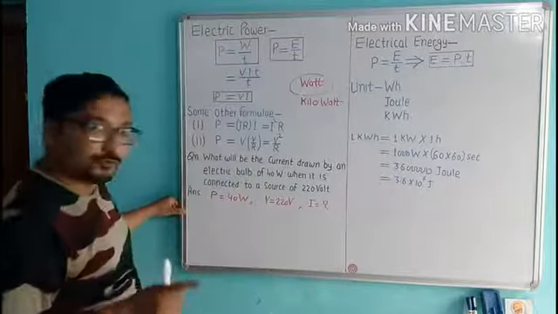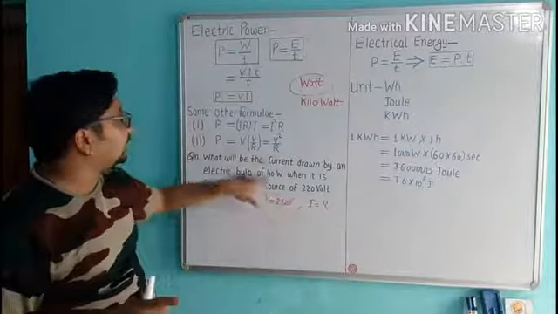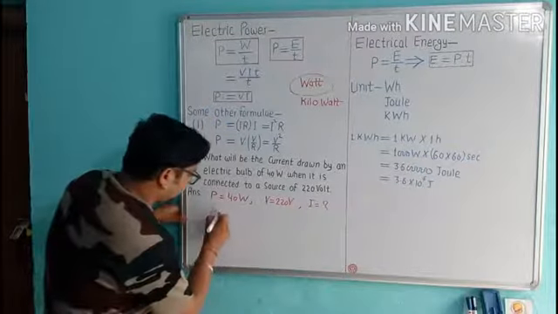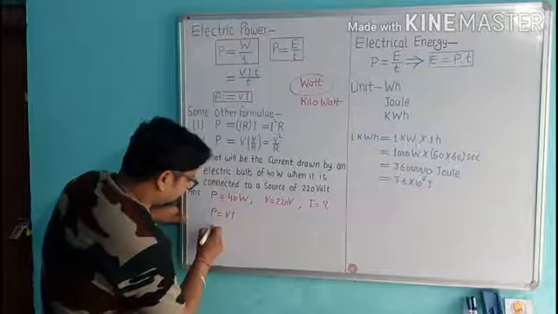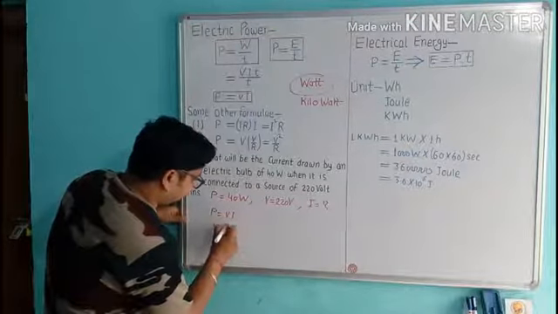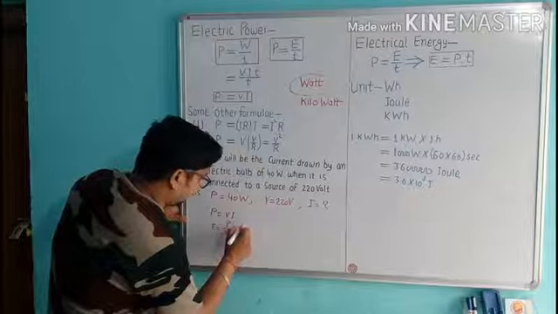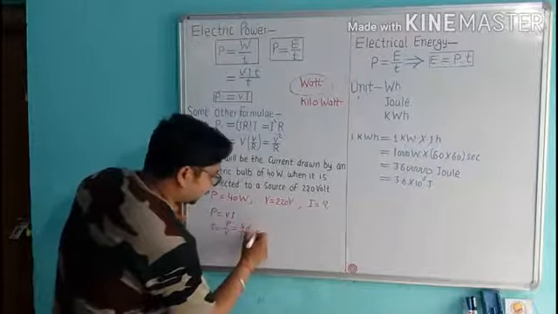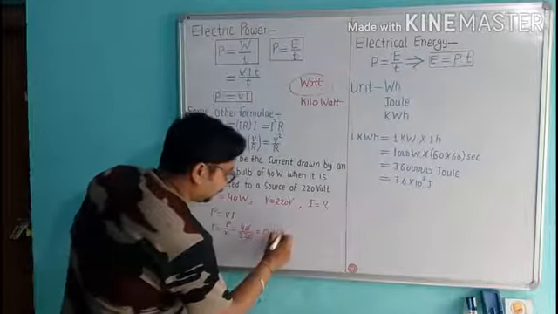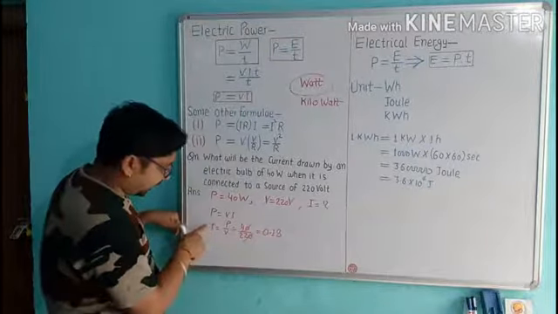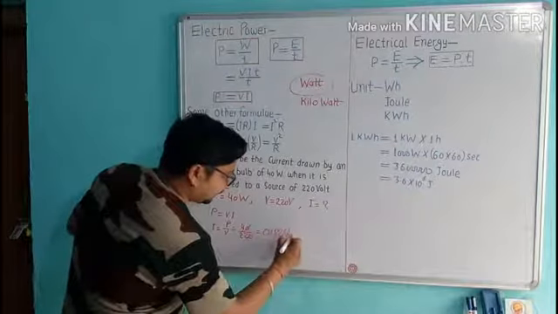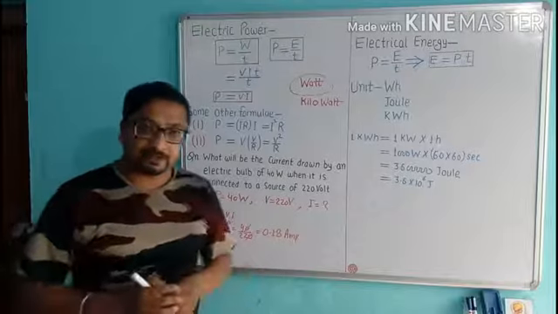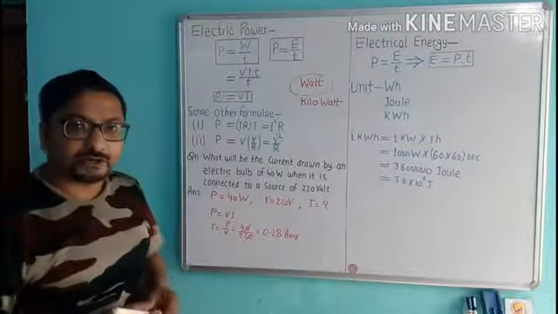What is the relation between P, V and I? P is equal to VI. We use the relation P is equal to VI. We get I is equal to P upon V. Put the value 40 upon 220, and after solving you will get 0.18. Since we are finding current, that means ampere. Current will be 0.18 ampere. Solve it in your notebook.